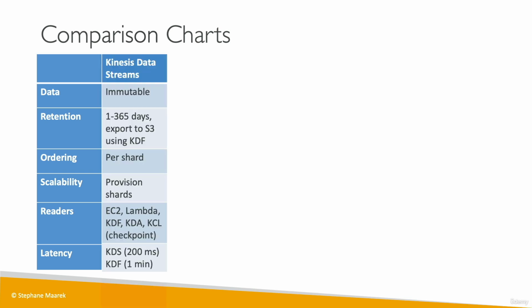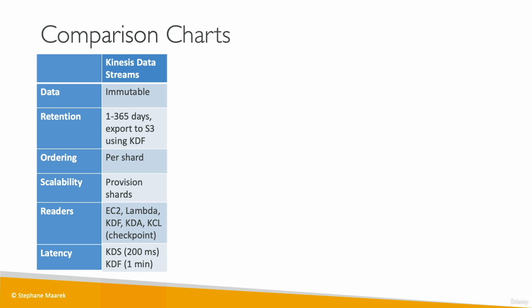So Kinesis Data Streams is immutable data, so once it's inserted, we cannot change it, and the retention is up to 1 year. We can export to S3 using Kinesis Data Firehose. The ordering is going to be per shard, and we have to provision the shards in advance. And the readers for the shards can be EC2 instances, Lambda functions, Kinesis Data Firehose, Kinesis Data Analytics, and KCL, Kinesis Client Library, that has a checkpointing feature.